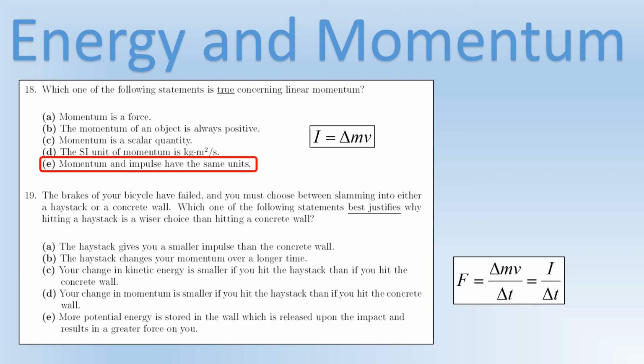So the principle I use to solve this is Newton's second law. Force is equal to the rate of change of momentum. So regardless of which of them you hit, you're going to have the same change in momentum because you have the same starting speed. So the key is going to be the time taken for that change to occur. If you hit a haystack, the haystack is soft, so your collision will take longer. So that's why it gives you a smaller force, because it takes a longer time to slow you down.